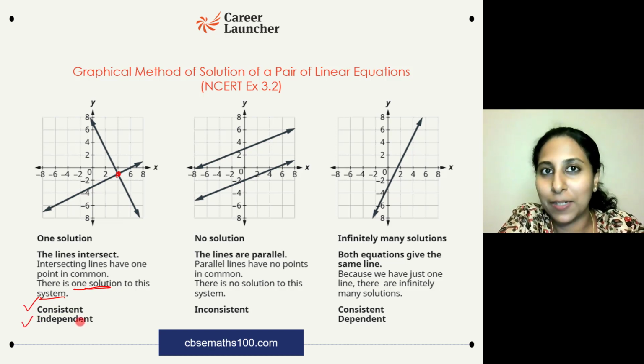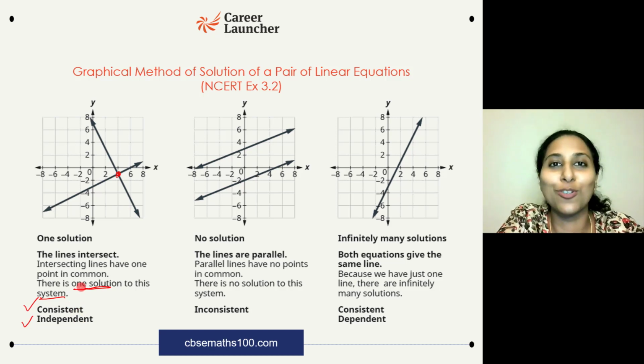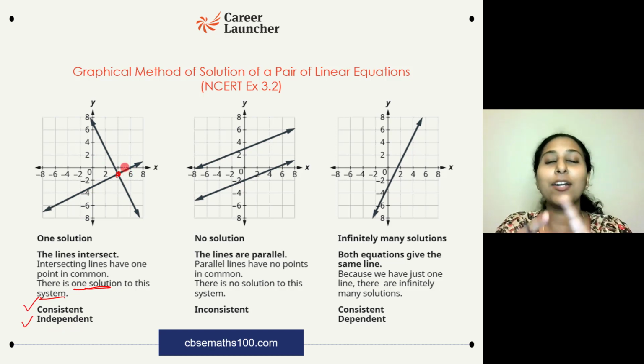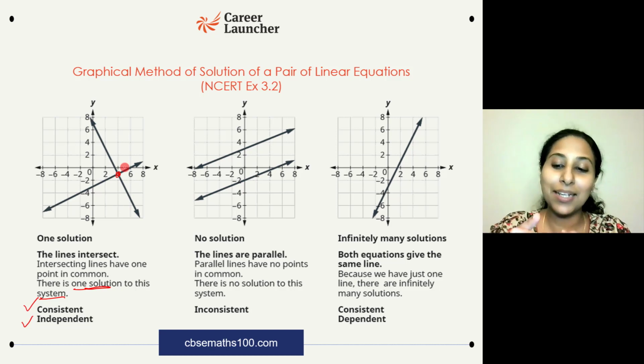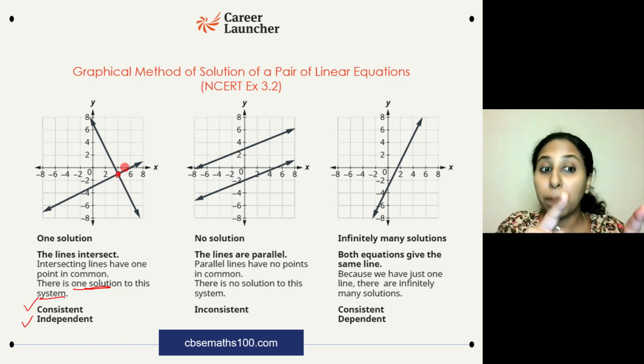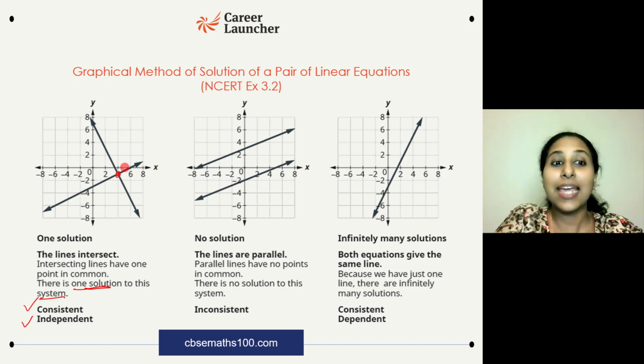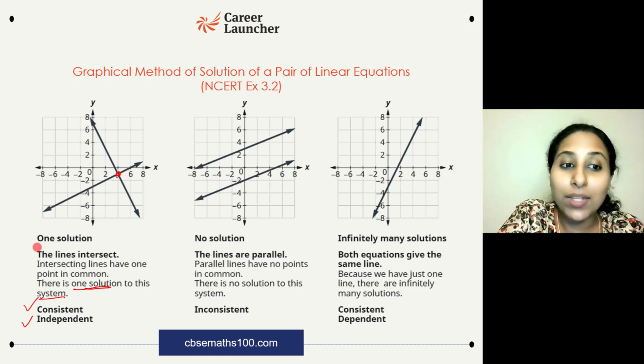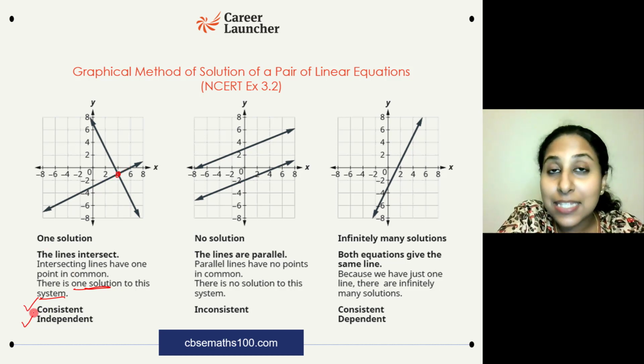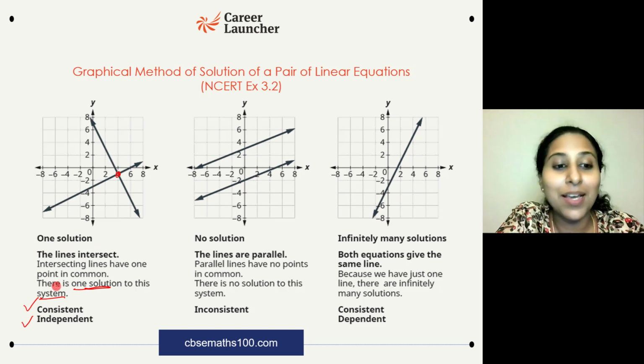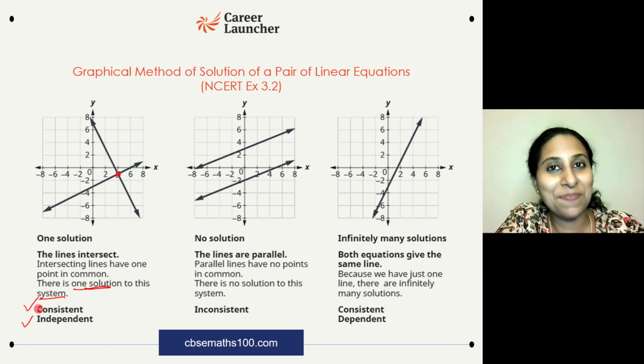These points are very important. By consistent, we mean that you are getting at least one solution. Is it possible to get a solution? Yes. And independent means that the values over here do not depend on each other. The equations as such are independent of each other, but they meet at a single point. So please remember all this for this condition: intersecting lines, one solution, and the system is called consistent system or an independent system.